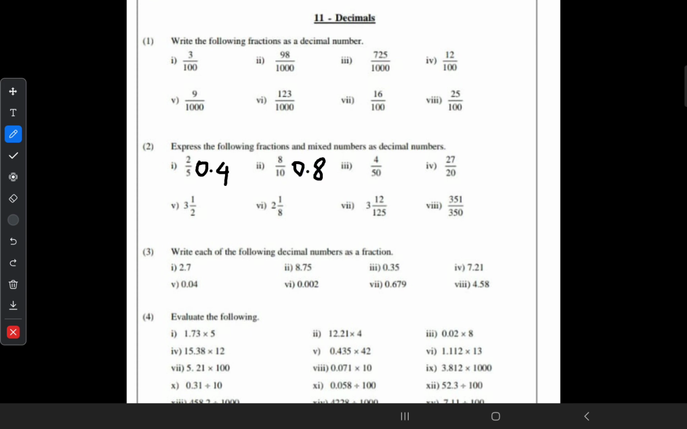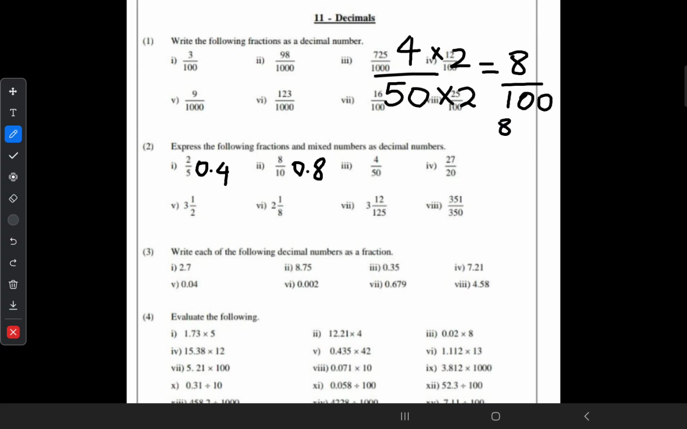8 divided by 10, 0.8. For the next one, look at that: 4 upon 50. Here, this 50 should be converted to a power of 10. The nearby power of 10 is 100. So for that, we have to multiply the denominator by 2. That will give you 8 upon 100. 4 multiplied by 2 is 8, 50 multiplied by 2 is 100. So you should place your 8 with 2 digits after the decimal. It should be 0.08. 0.08 should be your answer for this case.